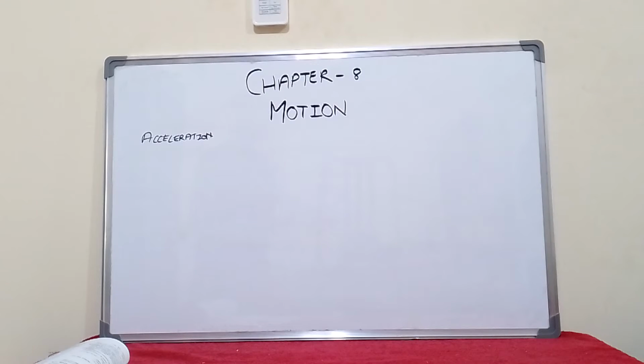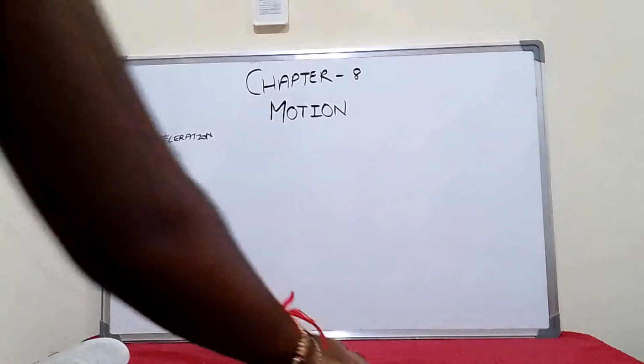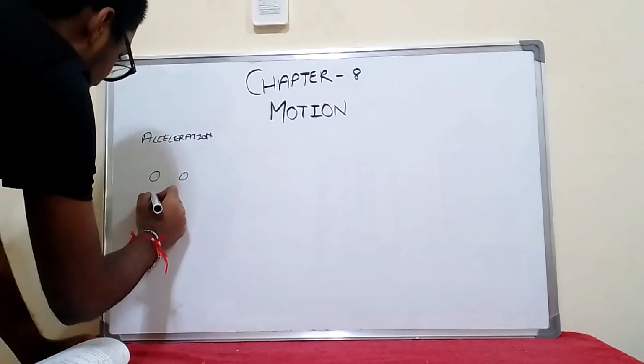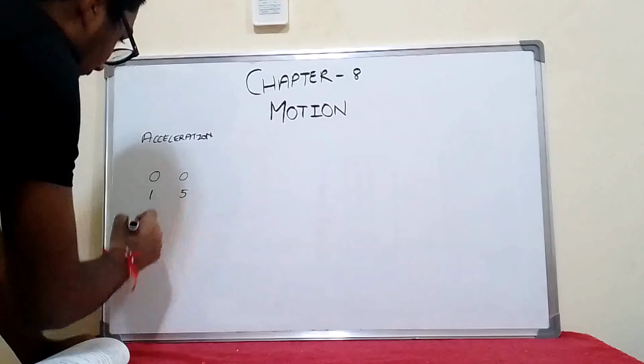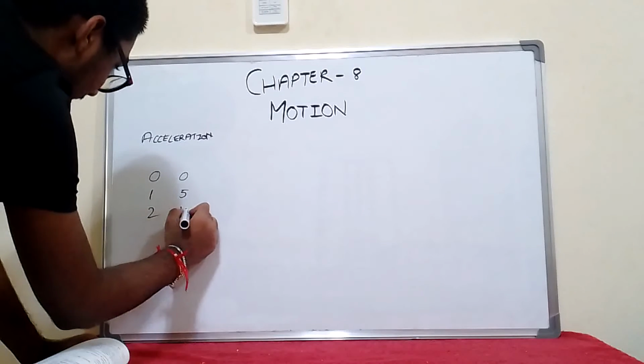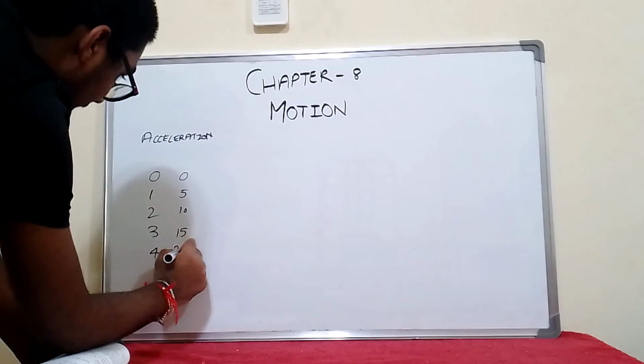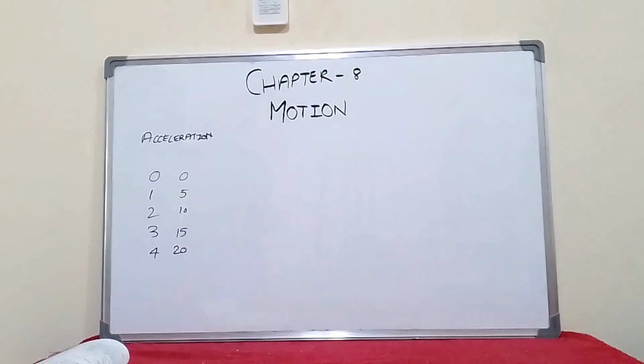For example, if the velocity is increasing by 5 meter per second every 1 second, initially it was 0 meter per second, then in 1 second it became 5, then 2 seconds, 10, third second it became 15, fourth second it became 20. Here we can see that with every second 5 meter per second is increasing. So the acceleration here will be 5 meter per second square, as 5 meter per second is increasing every second.